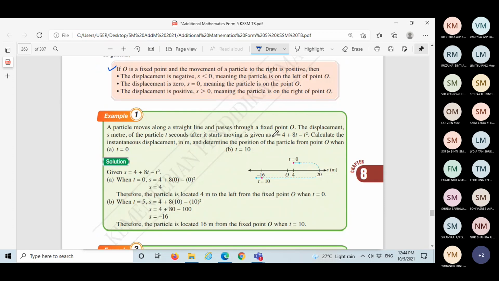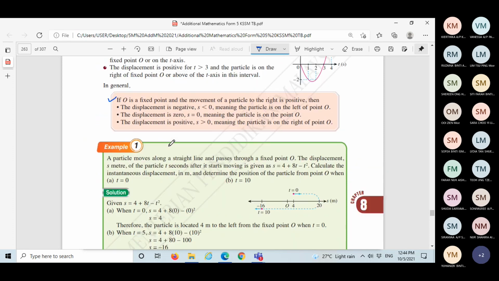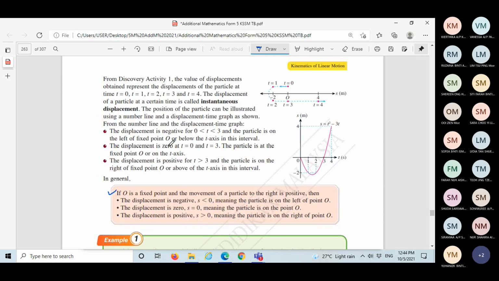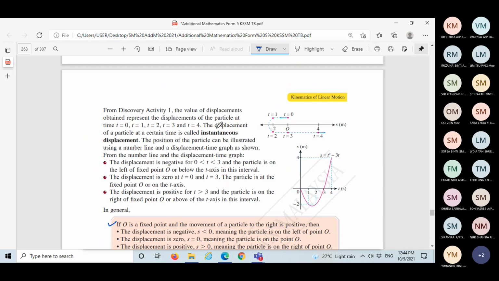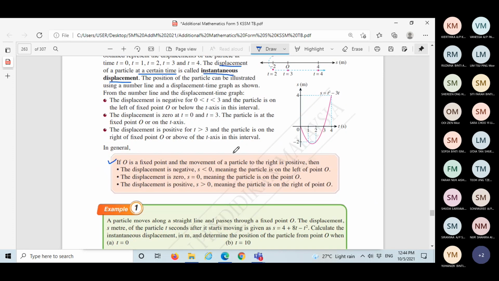So here you see the question given: S, the displacement, as a function of time, where t is the time. Calculate the instantaneous displacement. Instantaneous displacement means displacement at that time. After this I will go through a review. What's the meaning of instantaneous displacement? It means the displacement at a certain time.